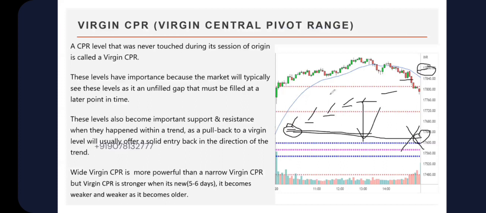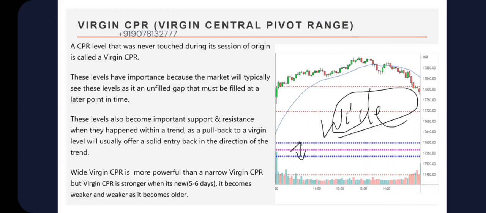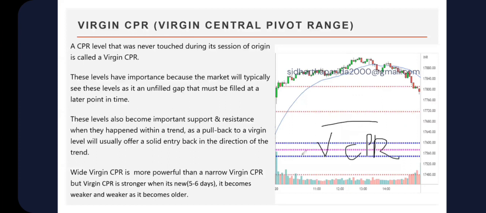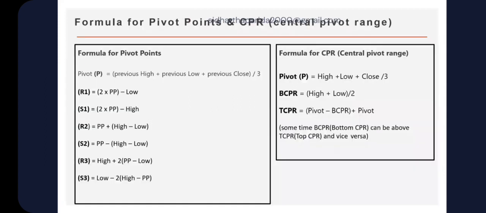So that is how virgin CPR can be one of the strong supports on your chart. A wide virgin CPR is more powerful than a narrow one. This is, I can say, average size, but whenever it is very wide, then it is very powerful. Average is also powerful, narrow is less powerful. And that is what I said: it is very important for the first 5-6 days after that virgin CPR, and it becomes weaker and weaker as it becomes older and older.